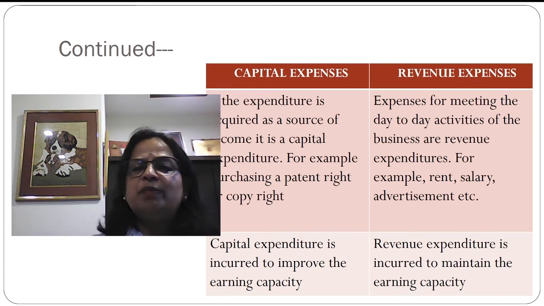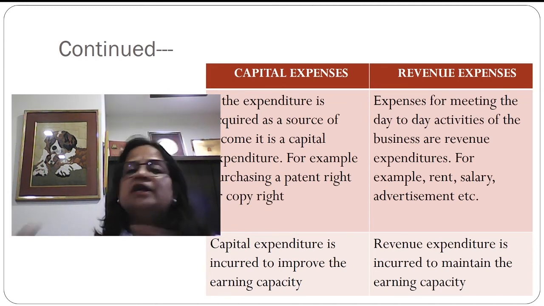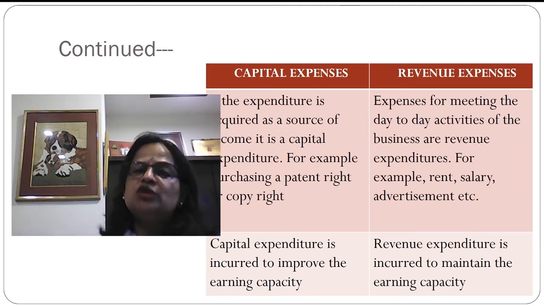Say your shop is not centrally air conditioned, but you know that other hypermarkets are centrally air conditioned and customers prefer that. So you also make it centrally air conditioned. So it's a revenue expenditure for the firm.